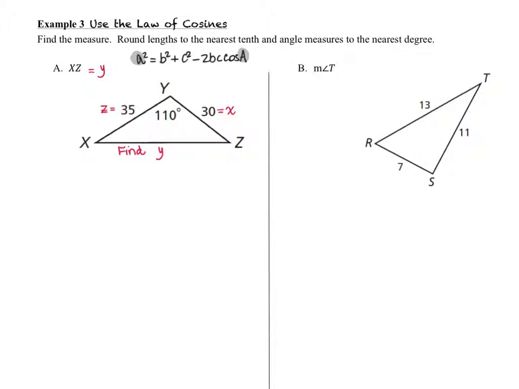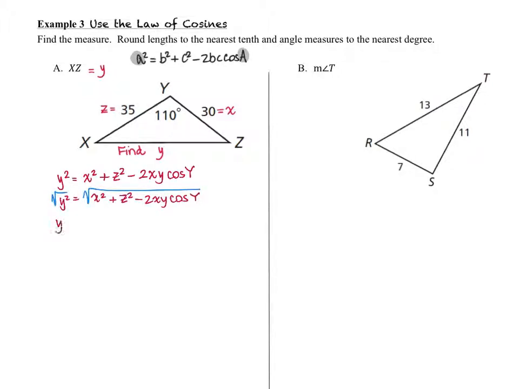Now, in this example, example A, we don't have A, B, and C. We have X, Y, and Z. So let's set it up using our X, Y, and Z. Since we're trying to find Y, we're going to set it up as Y squared is equal to the other two sides, X squared plus Z squared, minus 2 times the same two side lengths that are on this side, X and Z, times cosine of the same side length that's on the left-hand side of the equation, angle Y.